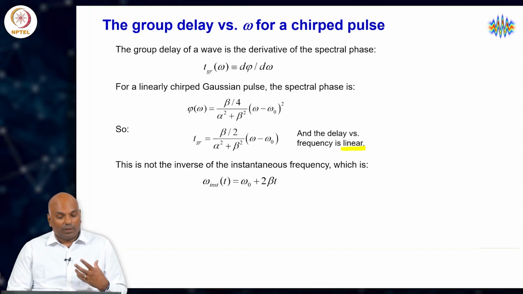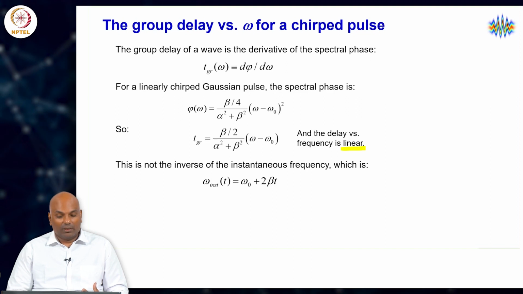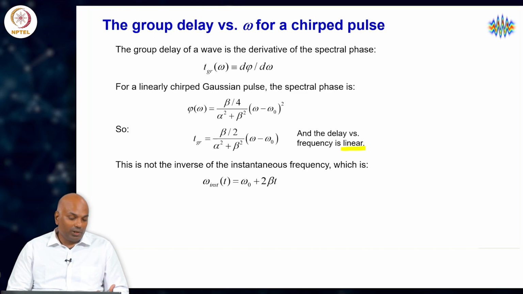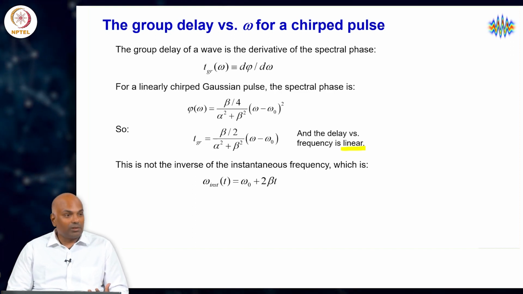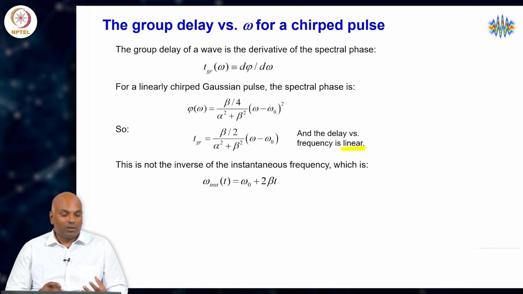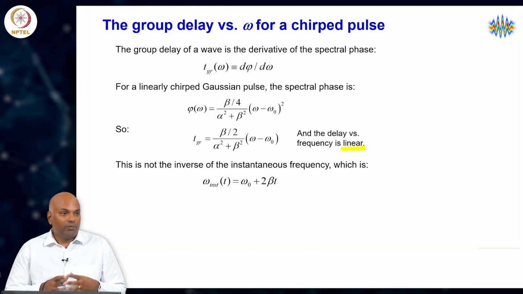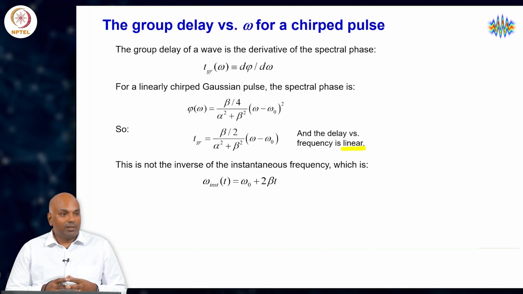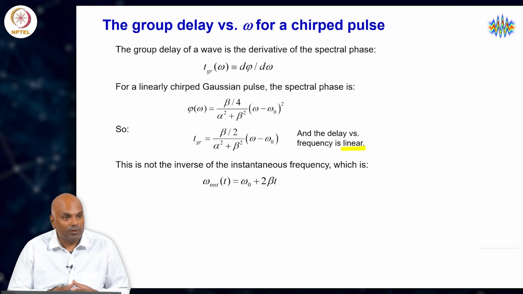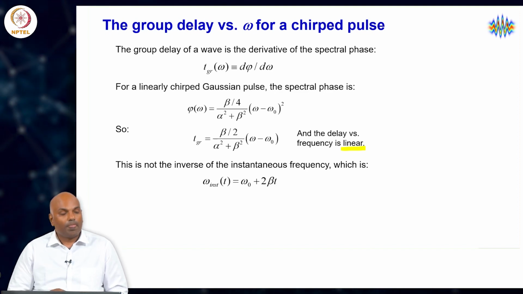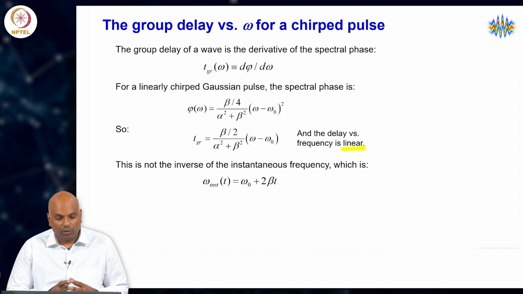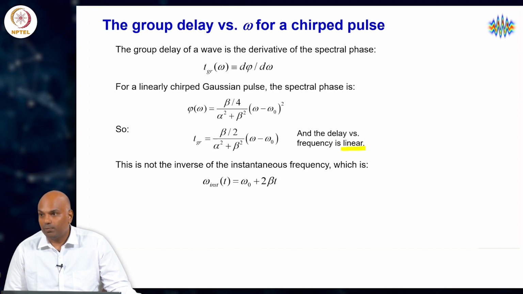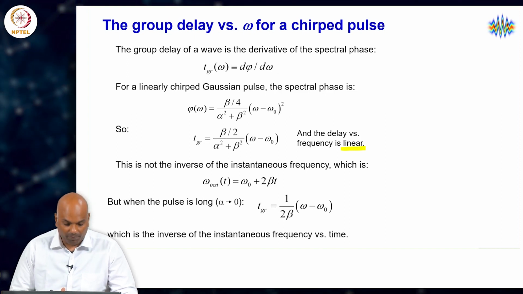So, the point to underscore here is that these two quantities, the instantaneous frequency and the group delay, are not inverses of each other. That is, inverse meaning reciprocal: 1 over omega instantaneous is not equal to group delay mathematically. Albeit both of these are linear in their respective variables of interest, omega or t. Okay.